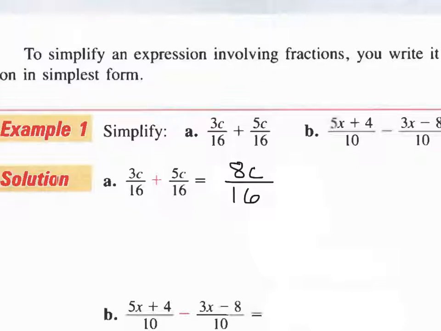Now, when you're done adding or subtracting, if this fraction can be simplified, you need to reduce it. So notice I can simplify the numerical part. 8 over 16 will simplify to 1/2. I don't need to write the 1. Final answer here is going to be c over 2.